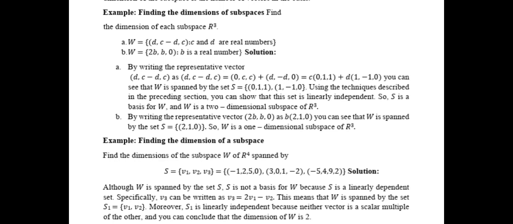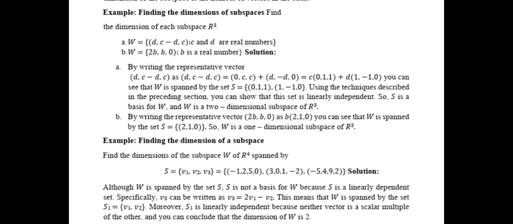B. By writing the representative vector (2b, b, 0) as b(2, 1, 0), you can see that W is spanned by the set S = {(2, 1, 0)}. So W is a one-dimensional subspace of R^3.